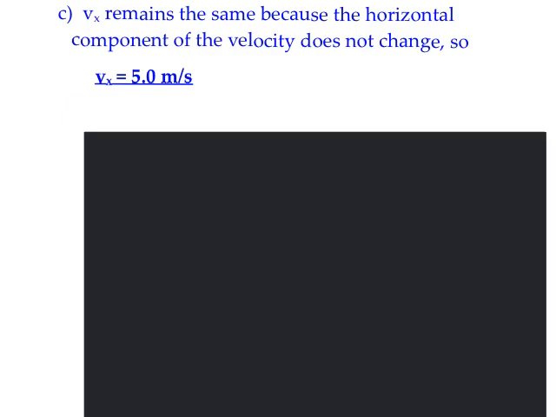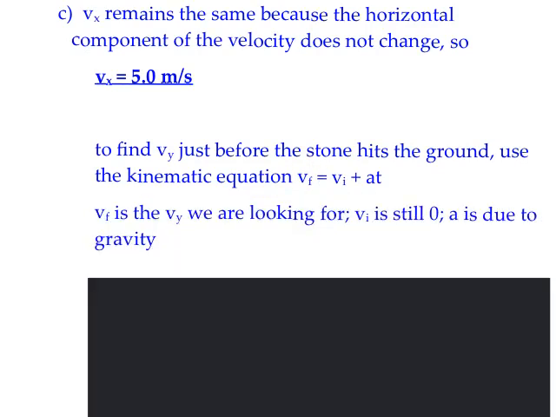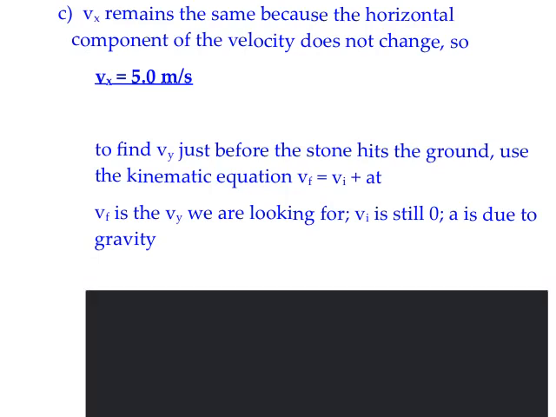As for the vertical part, remember that the vertical part or component of a projectile is the same as if we were to just drop something straight down. So we can use that knowledge and look at our kinematic equation in one dimension because we can treat it as though we're just dropping it. So to find the Vy before it hits the ground, that would be this final velocity. So I'm just going to move this out of the way and remind you that the final velocity we are looking for is the Vy because it's in that vertical direction.